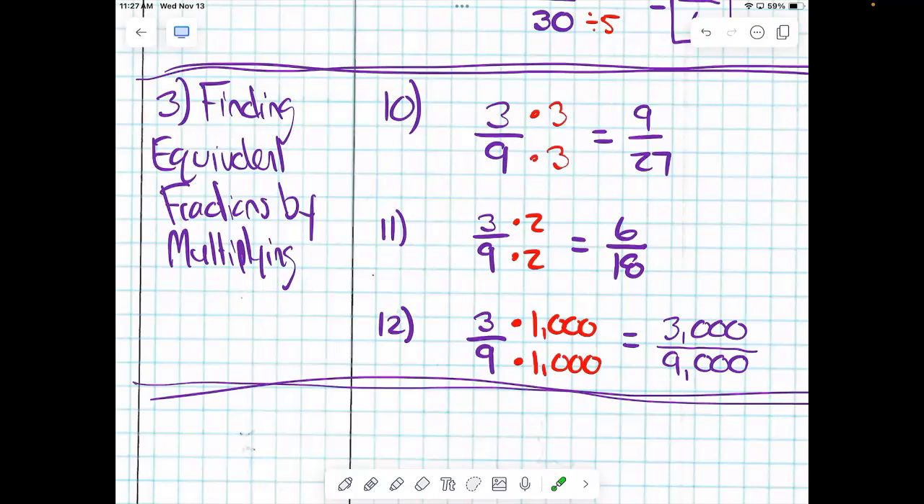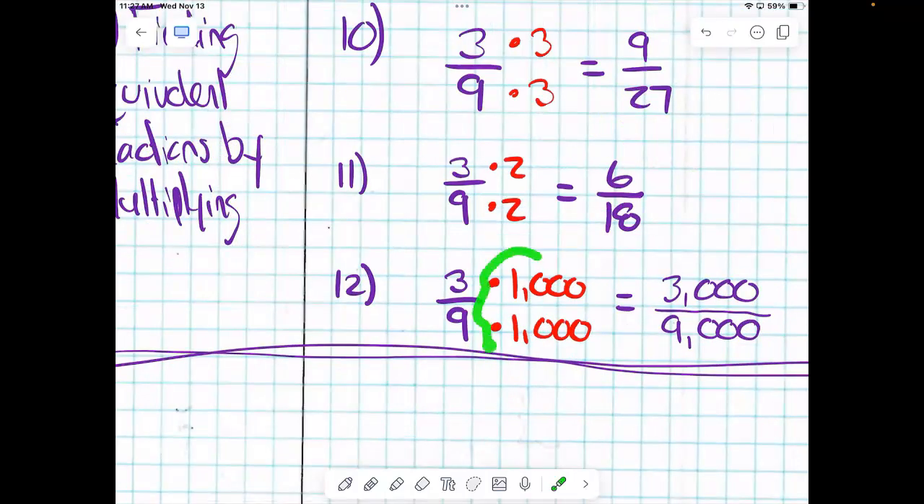Eventually you're going to run out of equivalent fractions. But if you start multiplying the numerator and the denominator by the exact same number, you can find equivalent fractions for the rest of your life, right? Yes. So if I multiply by 3, is 9/27 going to be the same as 3/9? Yes. If I multiply by 2, is 6/18 going to be the same as 3/9? Yes. Is it also going to be the same as 9/27? Yes.